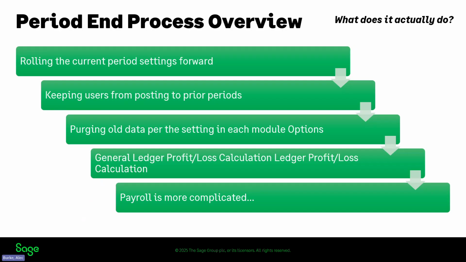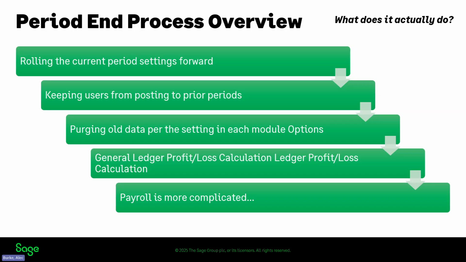So running period end, what does it actually do? For the most part, the results of running period end processing are to shift the current period settings in the module options screen to the next period, keeping users from posting backdated entries. This is not insignificant on its own. It's really an important way to reduce human error.